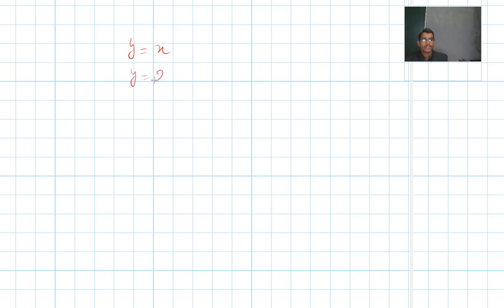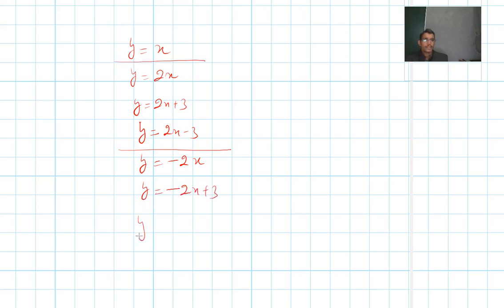Say y is equal to x, y is equal to 2x is another function, y is equal to 2x plus 3 is another function, y is equal to 2x minus 3 is another function, y is equal to minus 2x is another function, and y is equal to minus 2x plus 3 is another function, and y is equal to minus 2x minus 3 is another function. If we try to look at these functions, then this 2, this 2, this 2, this minus 2, these are basically the slopes, right? And these values, these are known as Y-intercept.